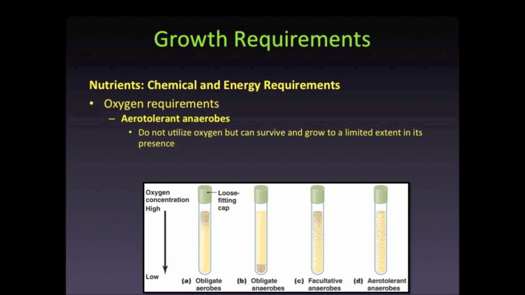Aerotolerant anaerobes do not require oxygen for their metabolism, but are able to grow in the presence of oxygen because they synthesize the enzymes that allow them to detoxify toxic oxygen. Please notice in the image that their growth is not changed in the presence of oxygen. Again, this is because oxygen is not used in their metabolic processes.